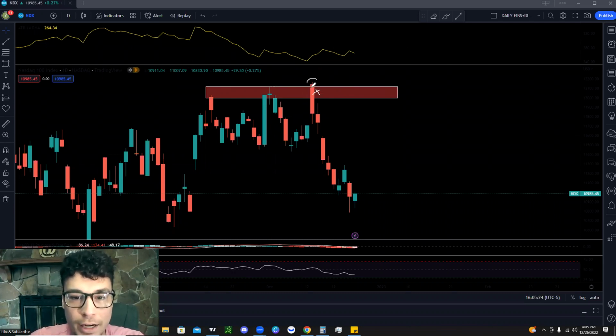Right here, we get wicked out of this supply zone, and then we ultimately come back down and have a strong move to the short side. So you would have made tons of profits on your play, but unfortunately you got stopped out. What you need to do is use the ATR right here.